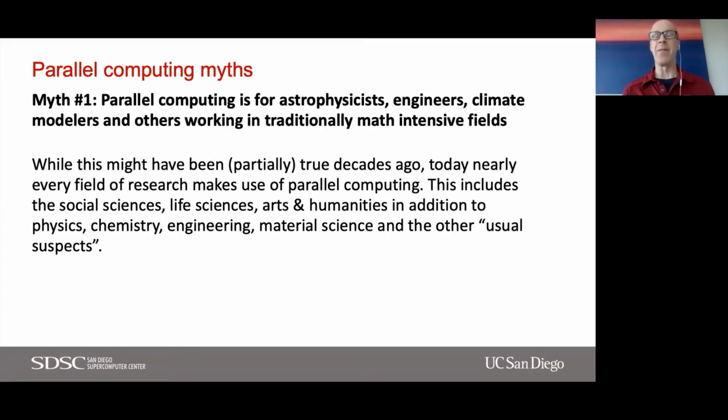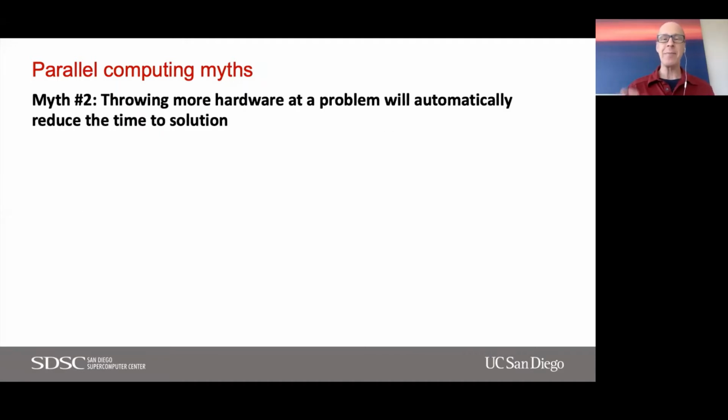About 5 or 6 years ago, one of the people on the tour was from one of the social science departments here at UCSD. This faculty member said, wow, this is amazing. Look at all this hardware. I wish I could use this. I wish it was accessible to me. And I explained to him, these resources are there for everybody who has a problem that requires parallel computing. So again, don't be scared away if you're not one of our usual suspects in physics, chemistry, engineering.